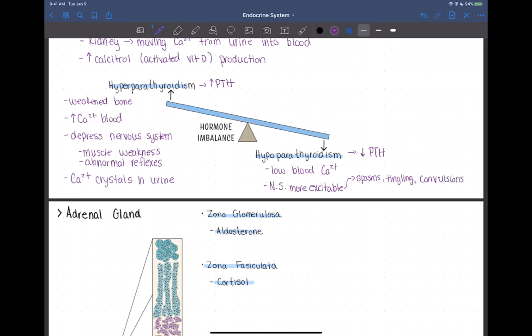And then also calcium is very, very important for blood clotting. If you don't have enough calcium in your blood, you would have problems with blood clotting. So there would be abnormal clotting if you don't have enough calcium. Okay, so that is the parathyroid hormone.